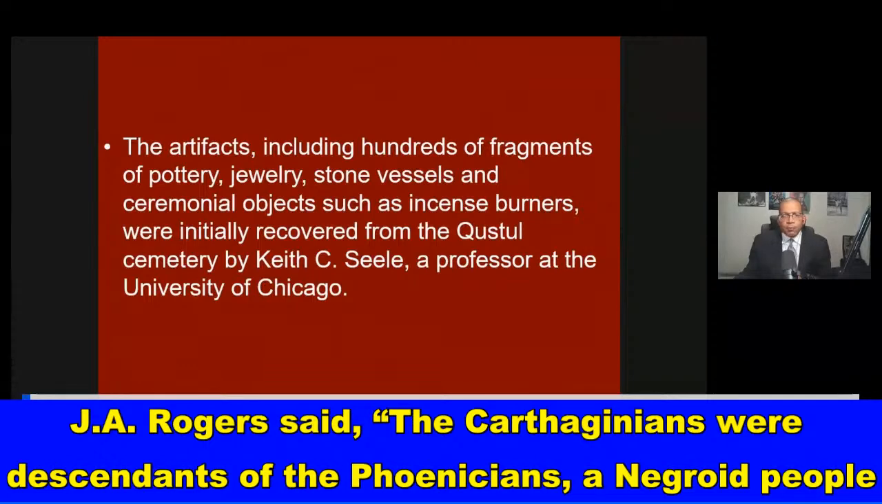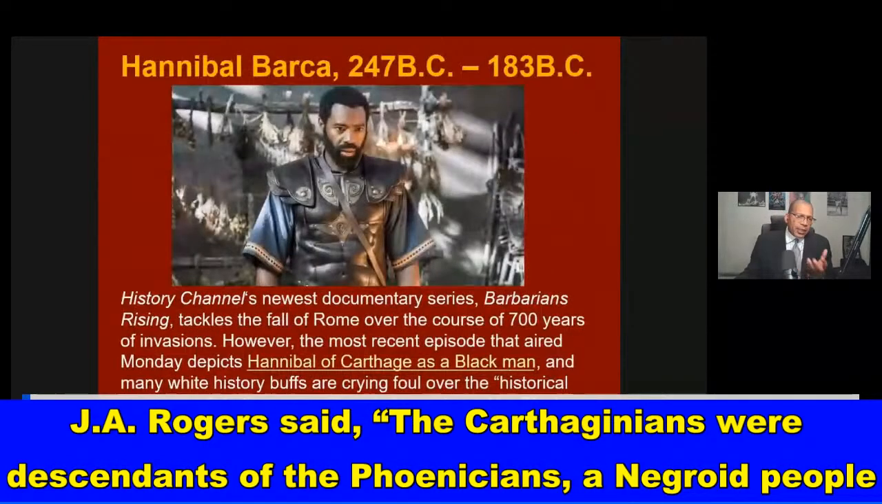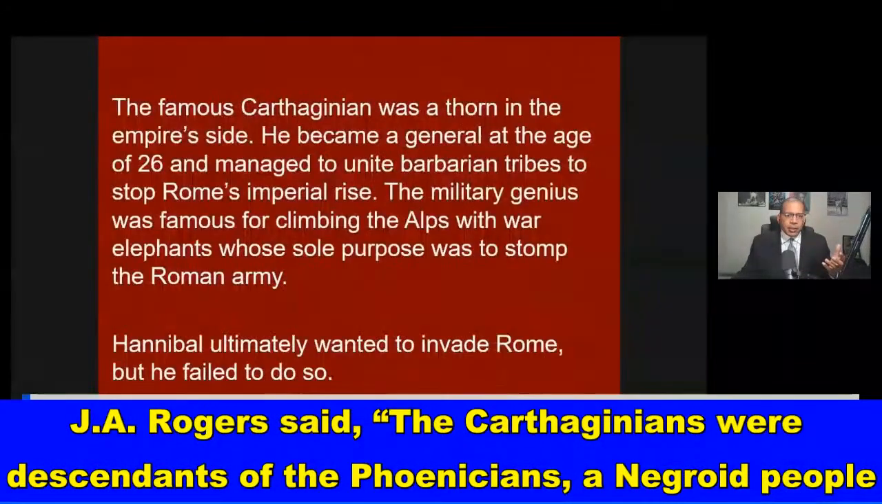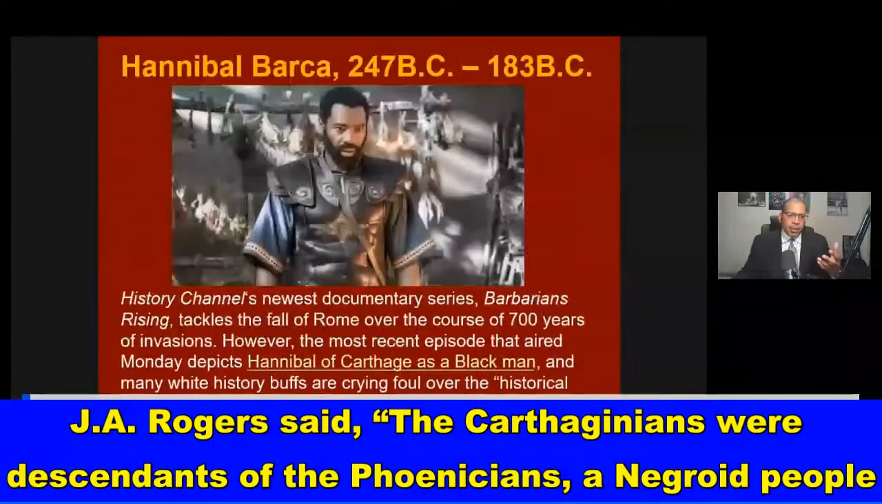Okay, so then we look at the Punic Wars, and we look at civilizations like Carthage and the Carthaginians and their fight against the Romans in the three Punic Wars as well. Now we know Carthage is in North Africa. It's in the area that today is Tunisia. We look at Hannibal Barca, who was a Carthaginian, one of the greatest military strategists in history. He became a general at the age of 26.